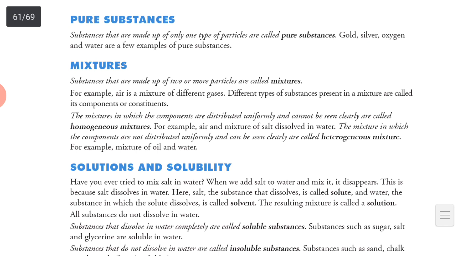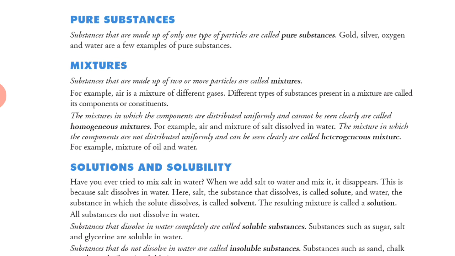Pure substances. Substances that are made up of only one type of particles are called pure substances. Only one type of particles. There will be no mixing or grouping with others. Examples are gold, silver, oxygen, and water.